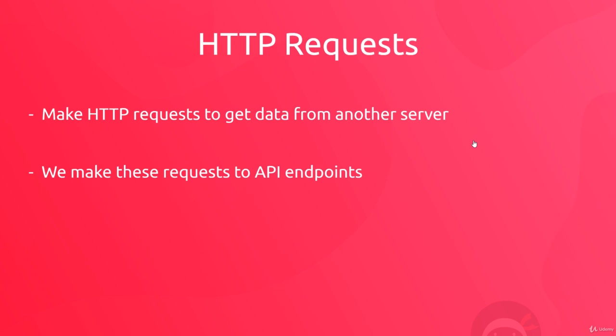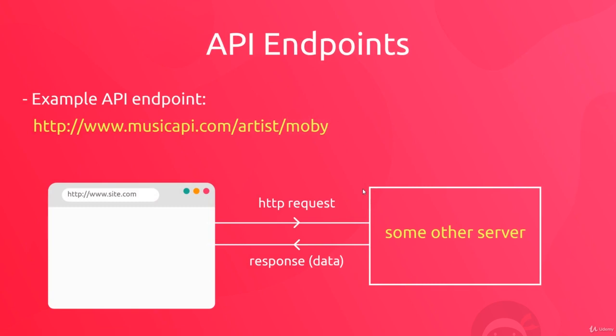Now, when we make those requests, we can make them to what's known as an API endpoint. And these are just like URLs that a particular API or server exposes to us so that we can use them to get data from them. So for example, imagine we had a song library API like Spotify or SoundCloud. It might have an endpoint which looks something like this. So making a request to this endpoint would return us a list of Moby songs.